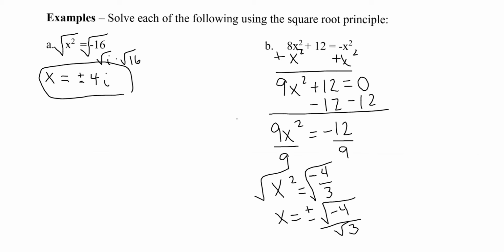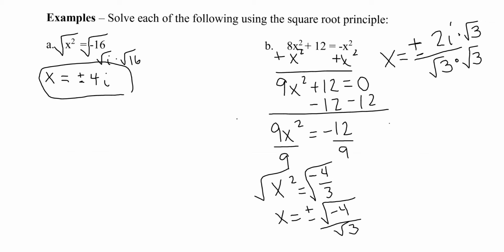And I know that the square root of negative 4 is 2i, so it's going to be positive or negative 2i over the square root of 3. And then the last thing we need to do, because again, we don't want a radical in our denominator, is we're going to rationalize by multiplying both the top and the bottom by the square root of 3.